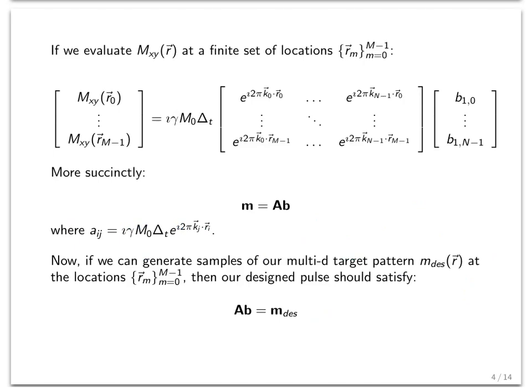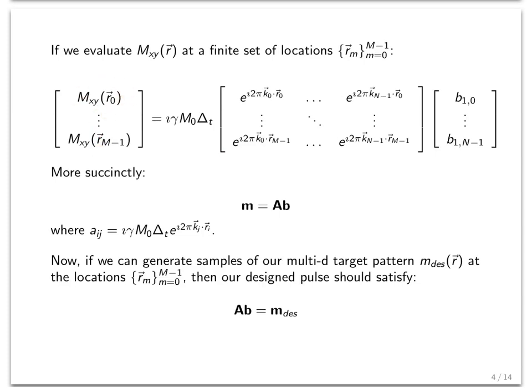Okay, so that takes care of the time dimension, but now we also have to discretize the spatial dimension. So we evaluate the transverse magnetization at a finite set of locations r sub m. So m here is going to index space, while little n here is going to index time. Then if we evaluate that at a finite set of spatial locations, we can stack up those spatial locations into a vector. So we can basically take a 2D grid and string up all the columns of that grid into this one vector here.